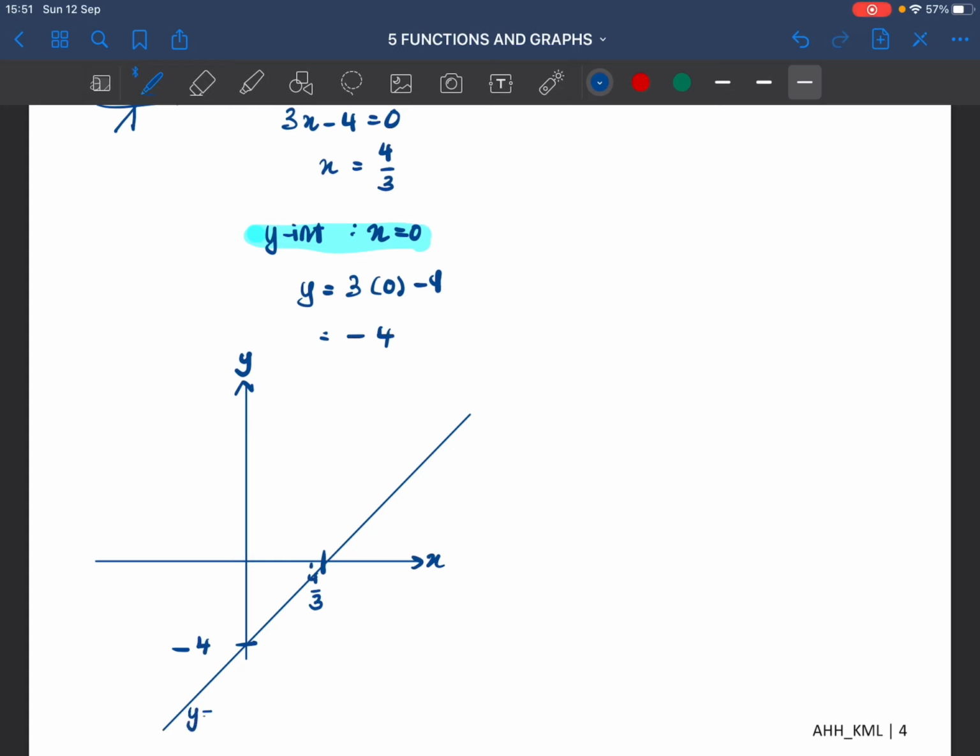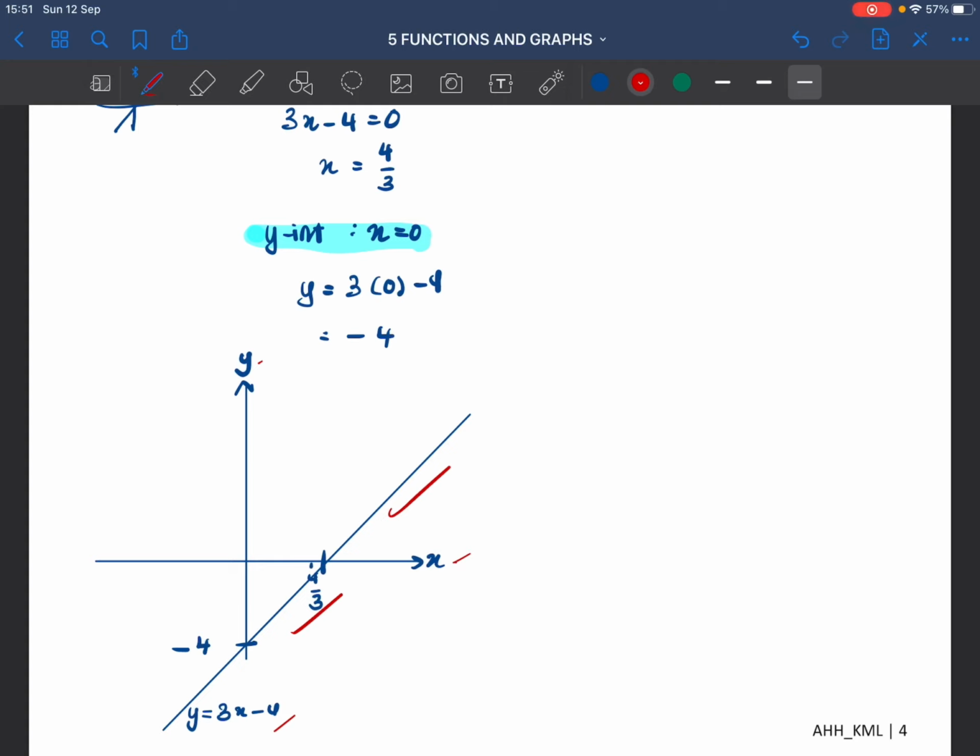Mesti kena label graph kita. 3x minus 4. Okay, so your marks dekat basic shape betul. X-intercept, Y-intercept betul. All correct termasuk Y. X-axis dengan label. Okay, then you get full marks there.